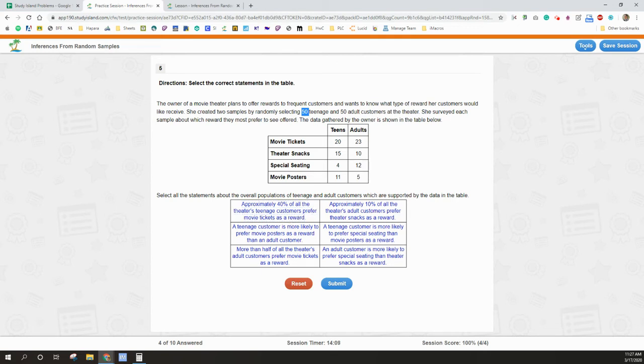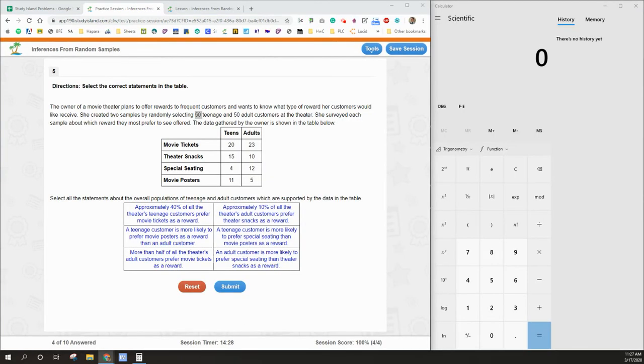Let's figure that out. Now I want to bring up a calculator since we're calculating percentages so you can see how to do that. Okay, so I've got my calculator ready over here. I want to know if 40% of all the theater's teenage customers prefer movie tickets. So how many of the teenagers preferred movie tickets? 20. It's 20 out of the 50 that were surveyed. 20 out of 50 will tell us what percent 20 is out of 50. 20 divided by 50, we get 0.4.